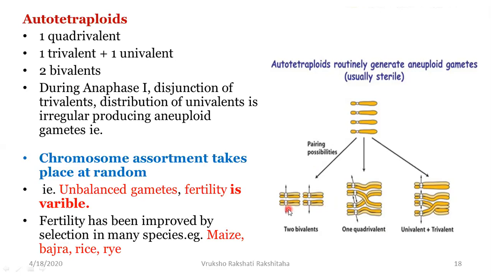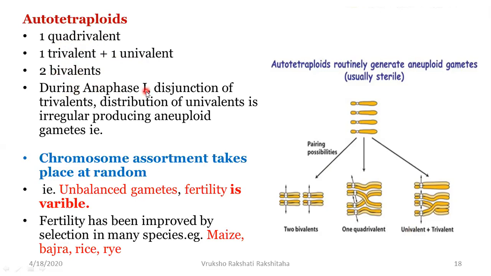One bivalent, where these two chromosomes align with each other. These other two chromosomes may align to form another bivalent. Another possibility is that all four chromosomes align with each other to form one quadrivalent. Or, out of the four chromosomes, three may align to form a trivalent, and one may be separated, that is, it forms a univalent. So in autotetraploids, one quadrivalent may be formed, or one trivalent and one univalent, or two bivalents.